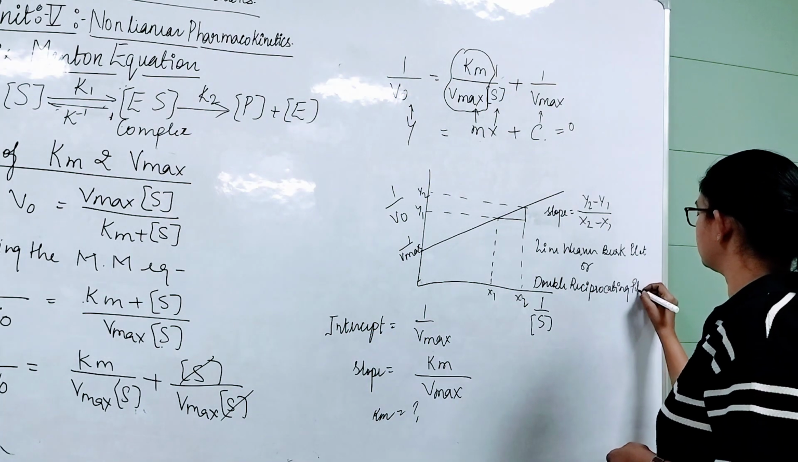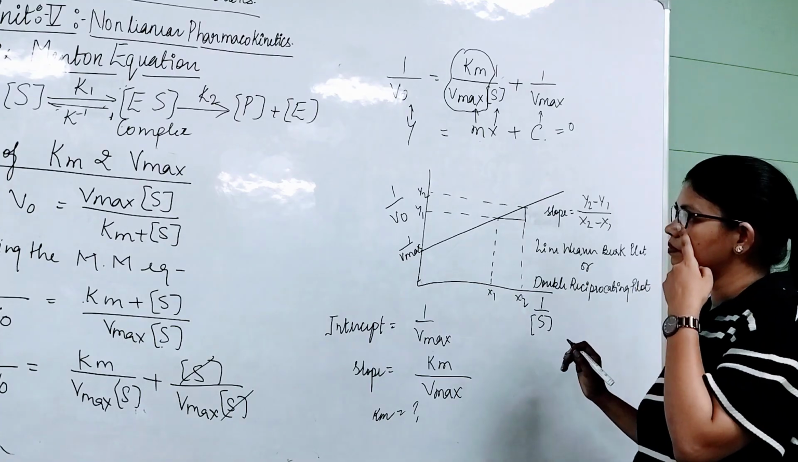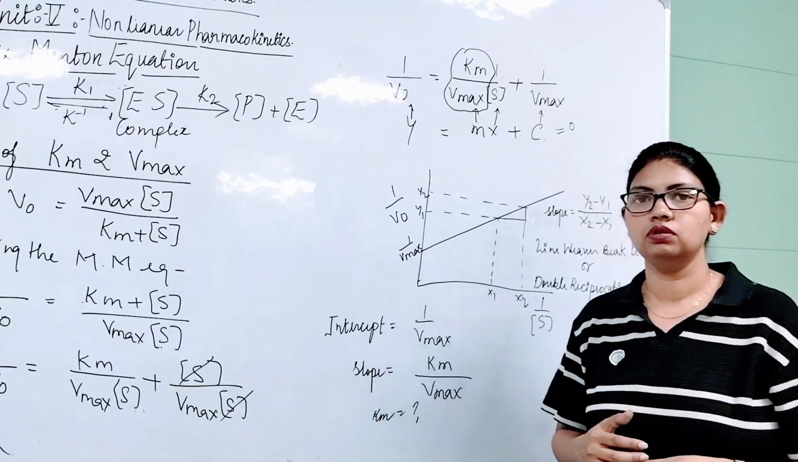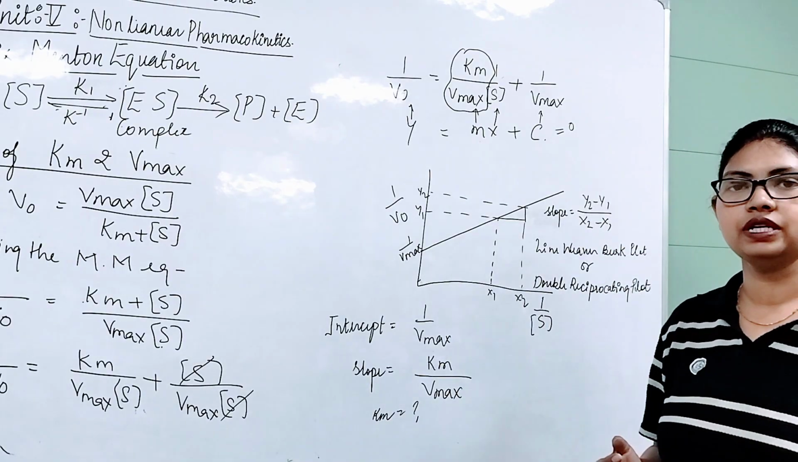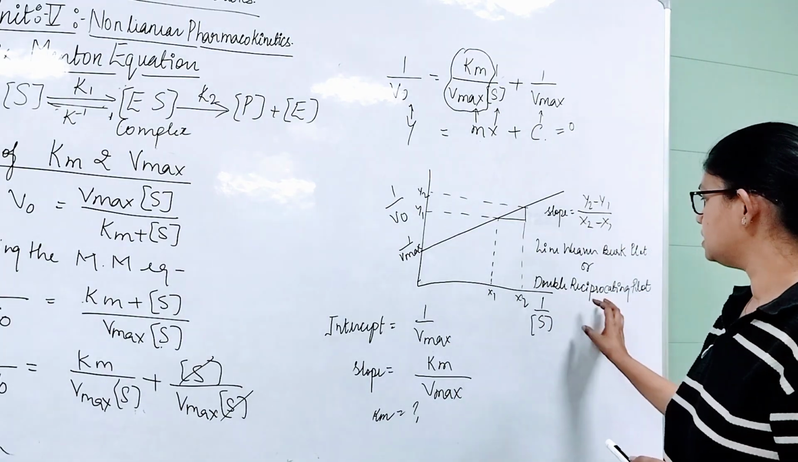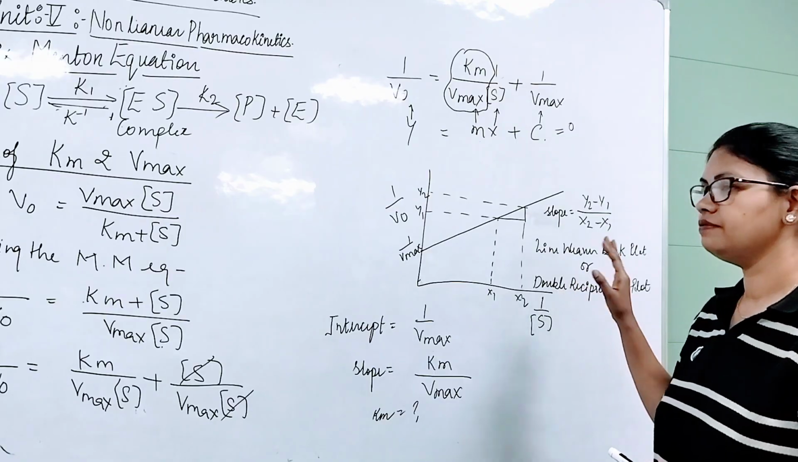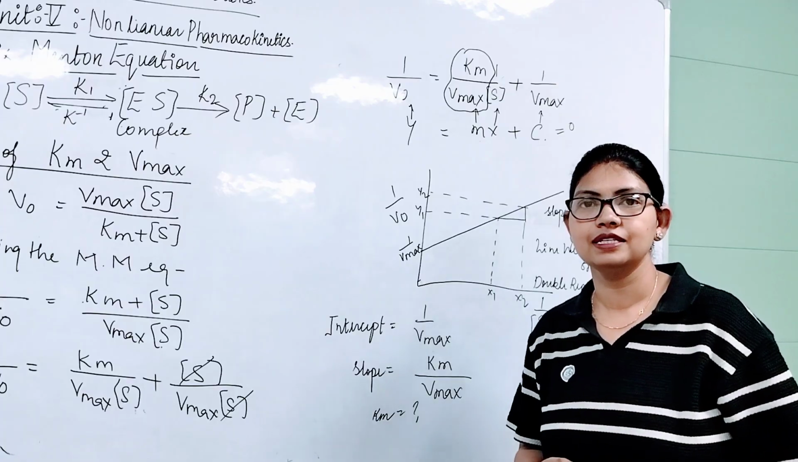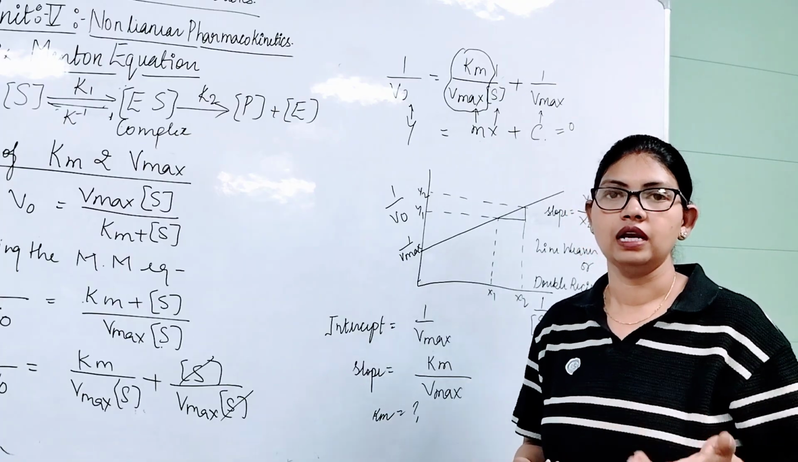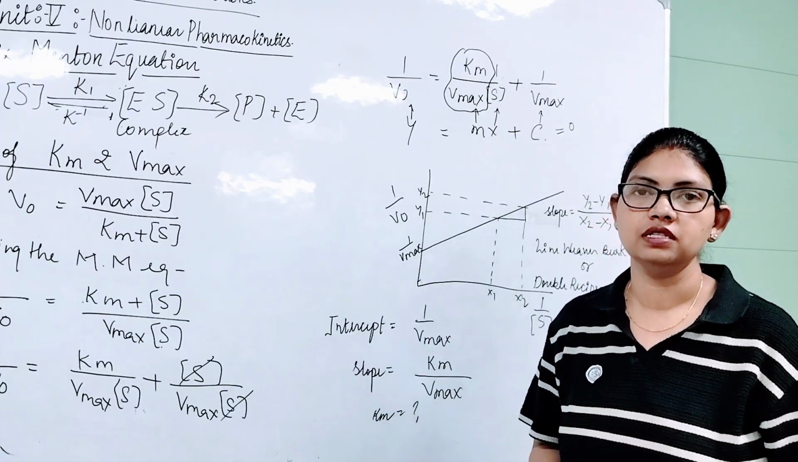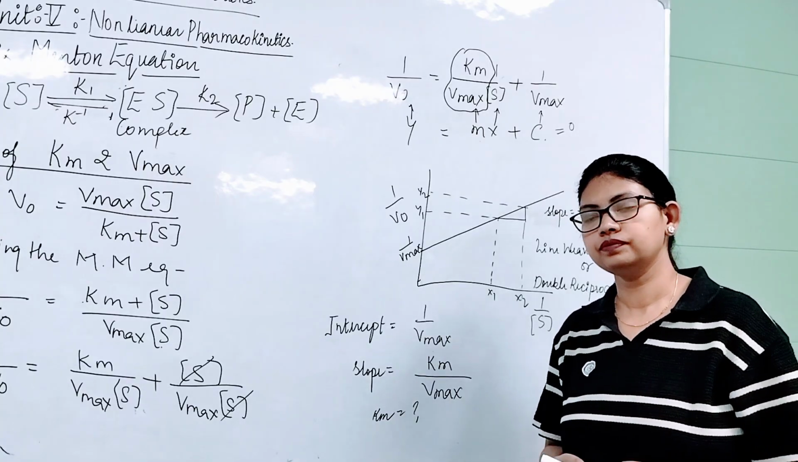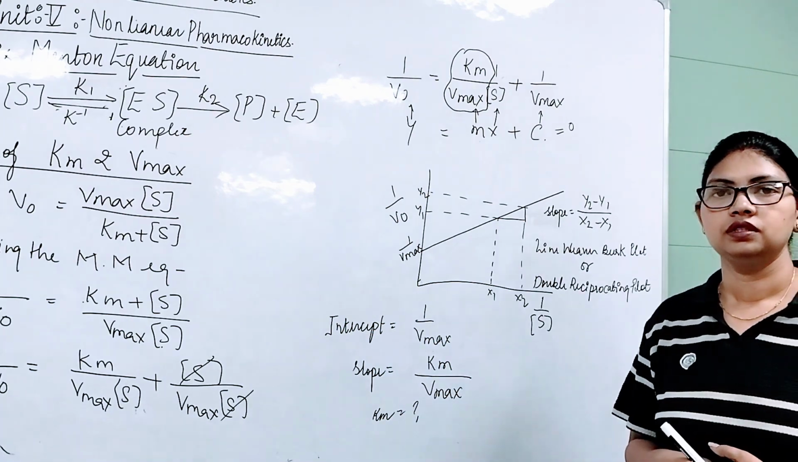This is a very important topic, and it is also asked in the external examination, as double reciprocating plot or Lineweaver-Burk plot, or it can also be asked as calculate the estimation of parameters Km and Vmax from Michaelis-Menten equation. This is all about it. Thank you so much.